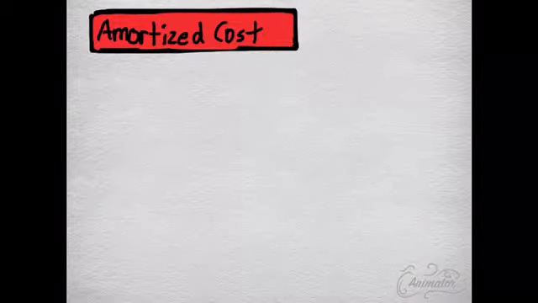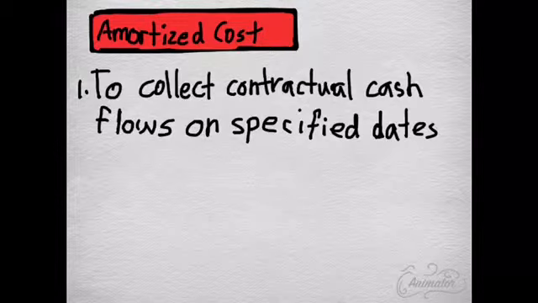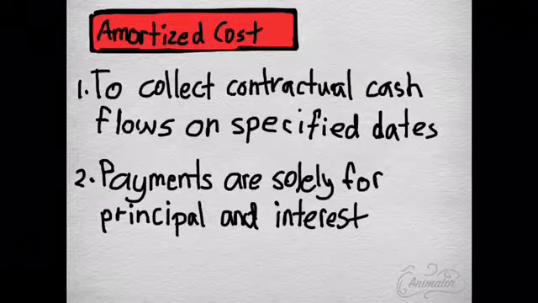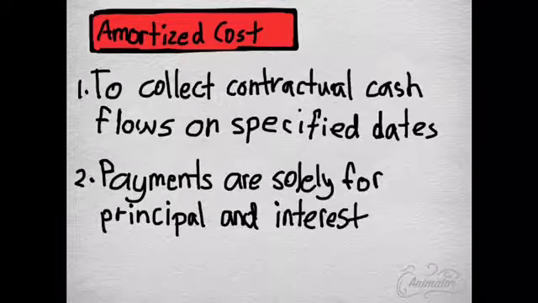So we would measure it at amortized cost first, if there's a contractual cash flows on specified dates, and second, if the payments are solely for the principal and the interest. One good example for this one for financial asset is the accounts receivable because it is received in installment and it is paid by the principal and the interest, and as for the liabilities, bonds payable.